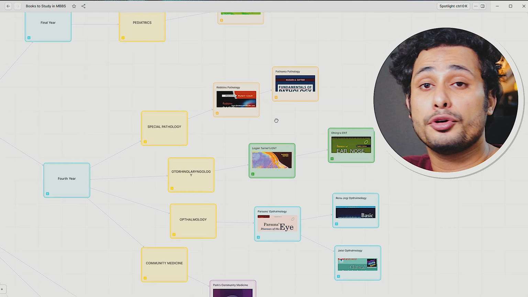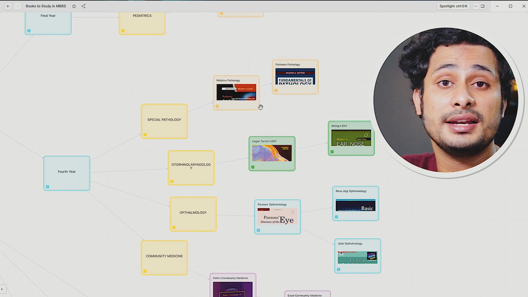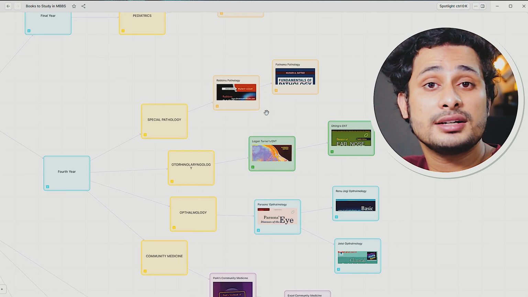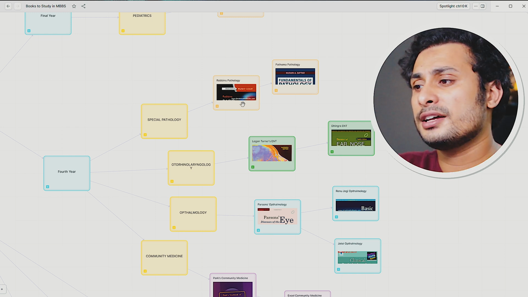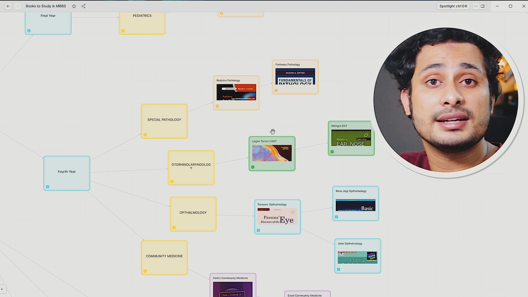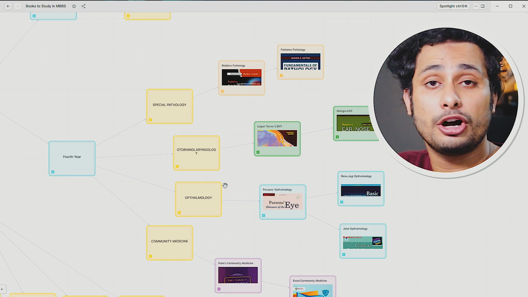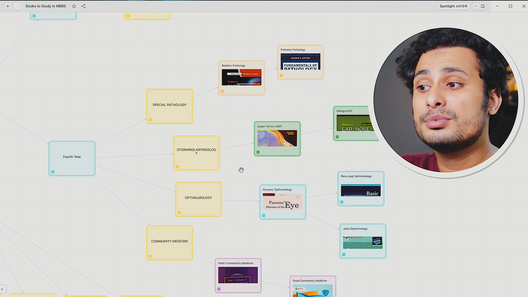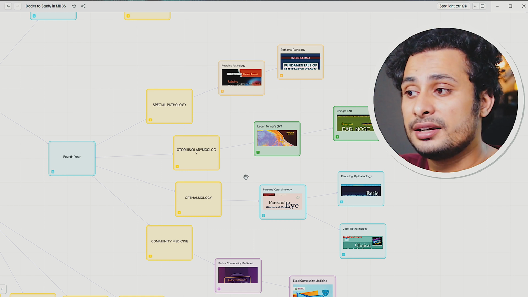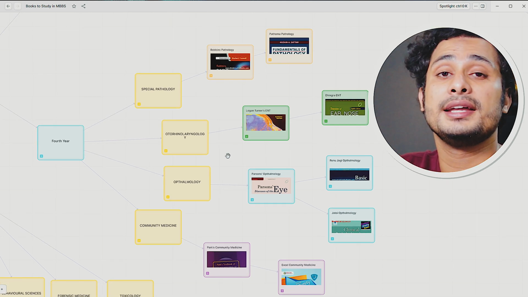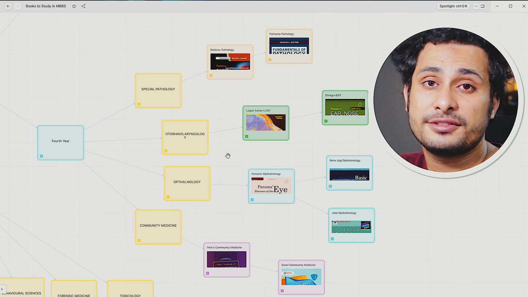Sattar. For otorhinolaryngology, the gold standard and recommended book is Logan Turner's ENT book, and the review book for ENT is Dhingra's ENT. For ophthalmology, the gold standard and recommended book is Parsons Ophthalmology book, and the review book for ophthalmology is either Reenu Jogi Ophthalmology from an Indian author or Jatoi Ophthalmology from a Pakistani author.